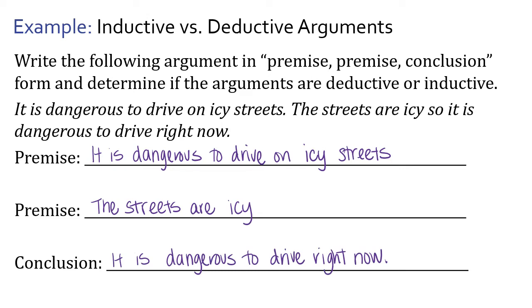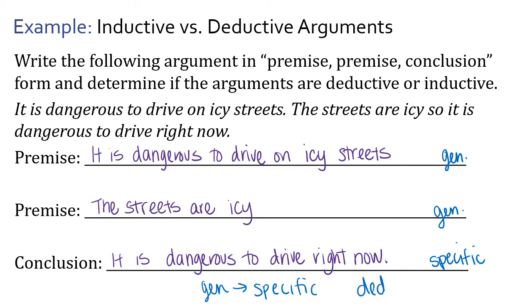So when I see these, I see general examples. It is dangerous to drive on icy streets. That's a general example. The streets are icy. And then this is a specific conclusion. It's dangerous to drive right now. In general, it would just be that it's dangerous to drive on icy streets. That would be a general conclusion, but in this case, that's one of our examples. So those are general, and this is specific. This conclusion is specific because it is talking about right now. So because this goes from general examples to a specific conclusion, we would say this is a deductive argument.